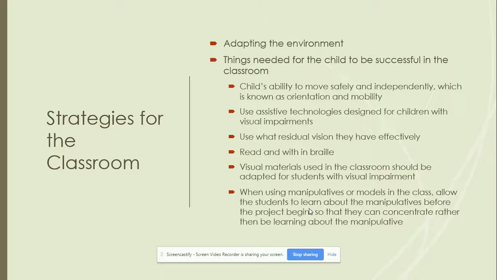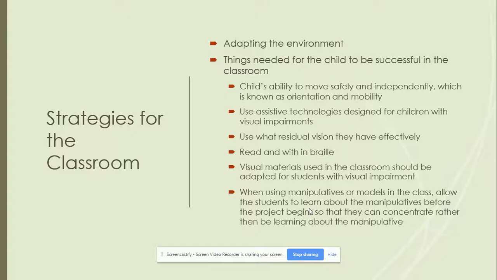So some strategies for the classroom. We need to adapt the environment. So some things that we need for the child to be successful in the classroom. Child has to have the ability to move safely and independently, which is known as orientation and mobility. Using assistive technologies for the child with visual impairment so that it helps them to learn. You need to use what residual visual vision they have effectively. Read and write in Braille. Visual materials used in the classroom should be adapted for students with visual impairment.